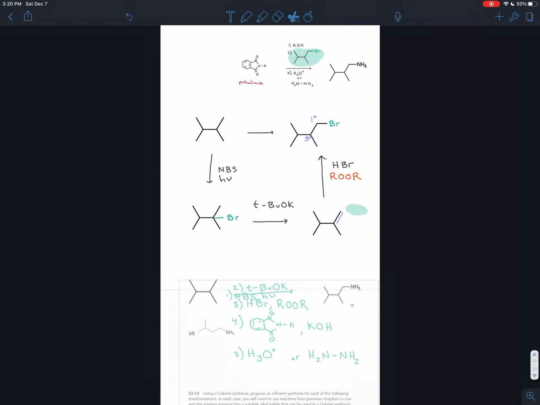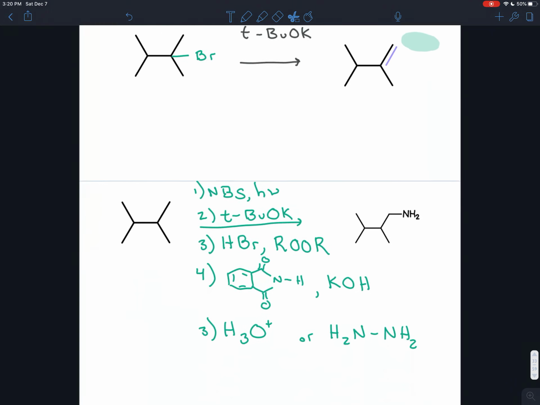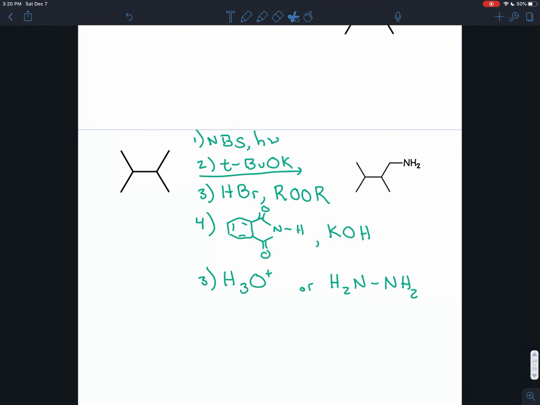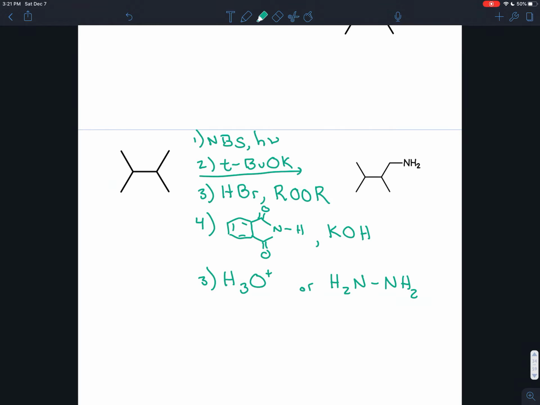So in this first part of this exercise, we used reactions from all throughout organic chemistry in order to turn an alkane into an amine, and to be really selective about where the amine was forming.